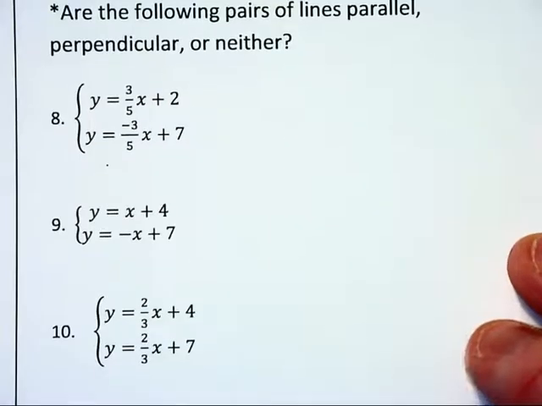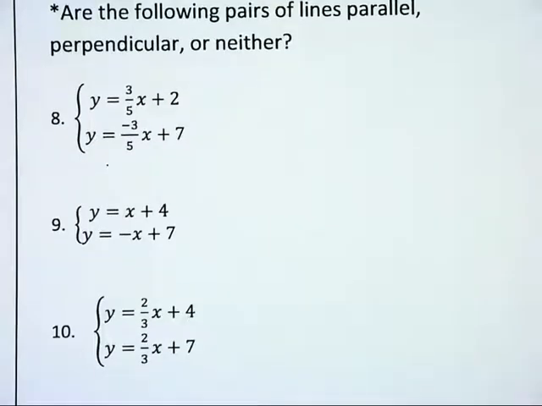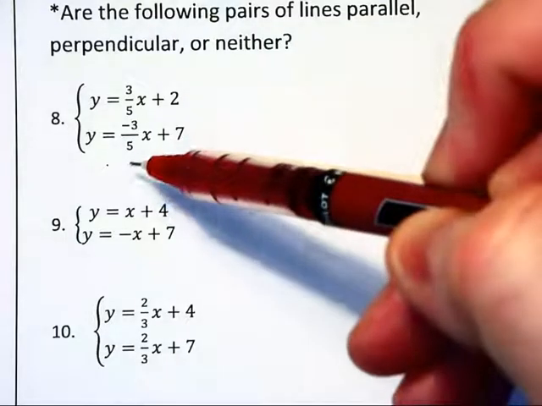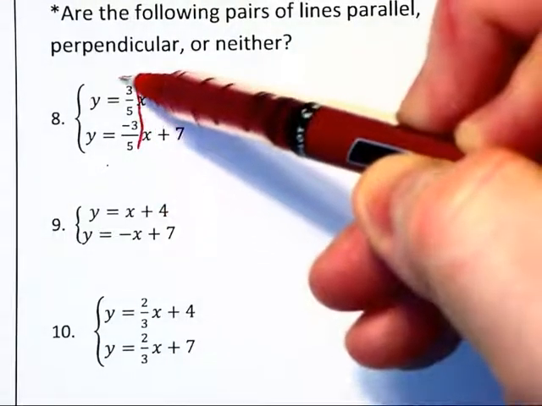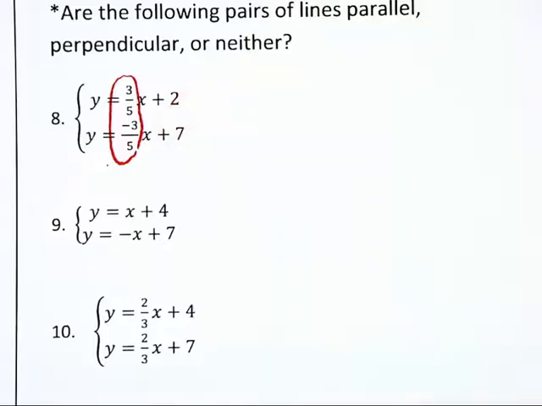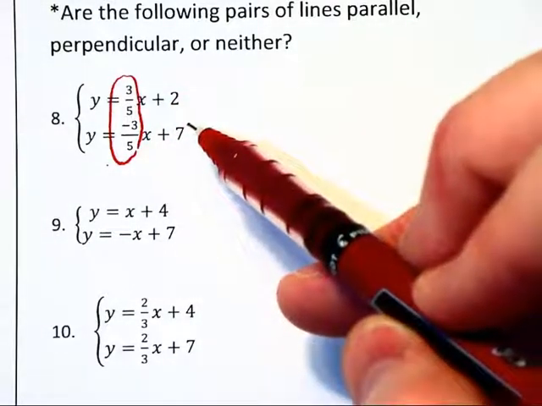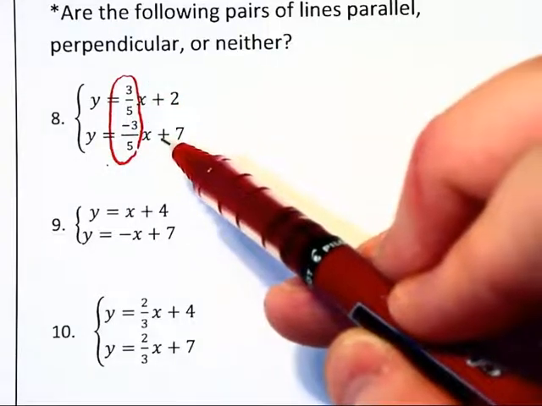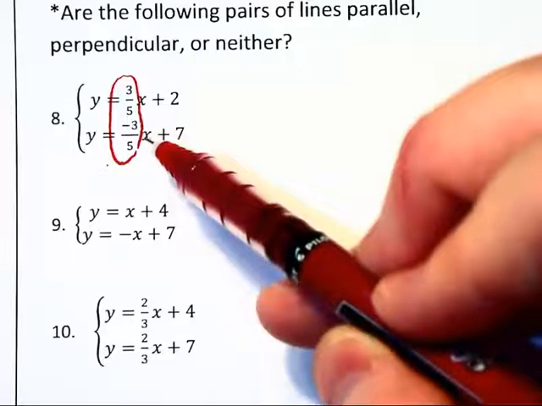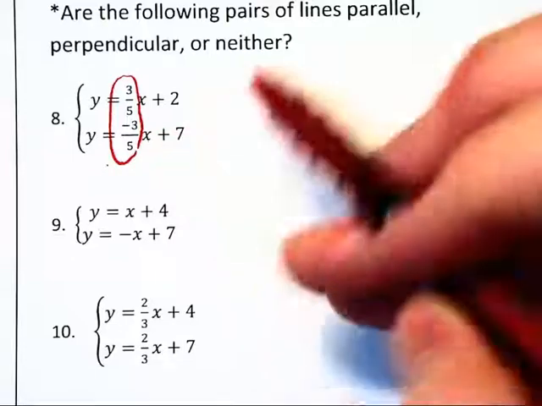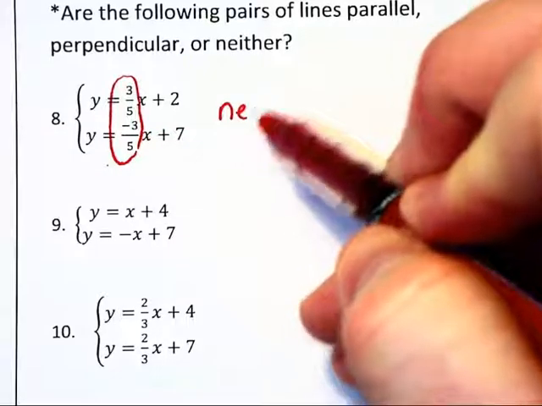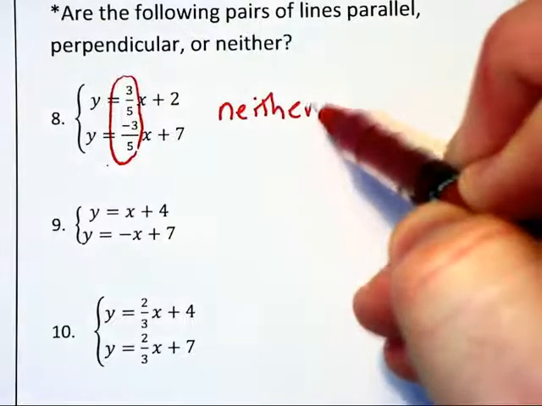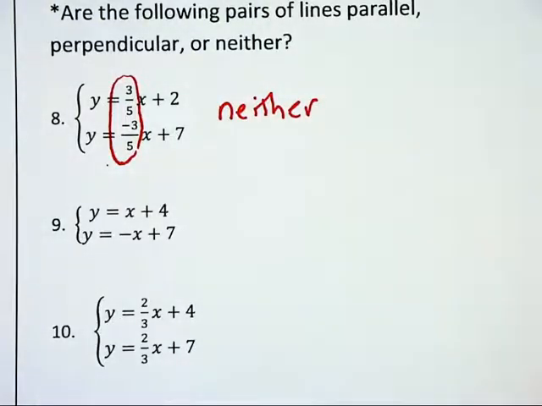A standard problem is to ask whether two lines are parallel, perpendicular, or neither. And if the equations are already in slope-intercept form, all you need to do is examine the slopes. The lines cannot be parallel because the slopes are not the same, and the lines cannot be perpendicular because these are not opposite reciprocals of each other, but only opposites. So they have neither a parallel nor perpendicular relationship between them.